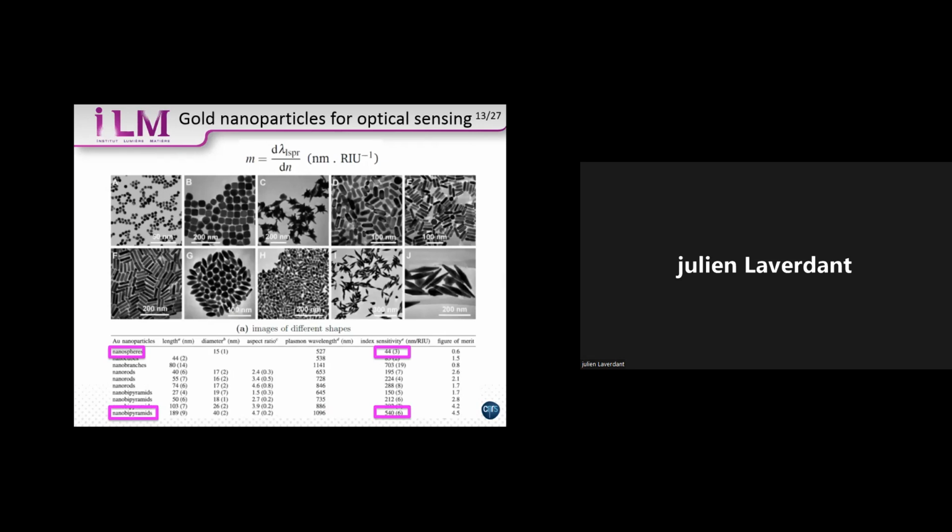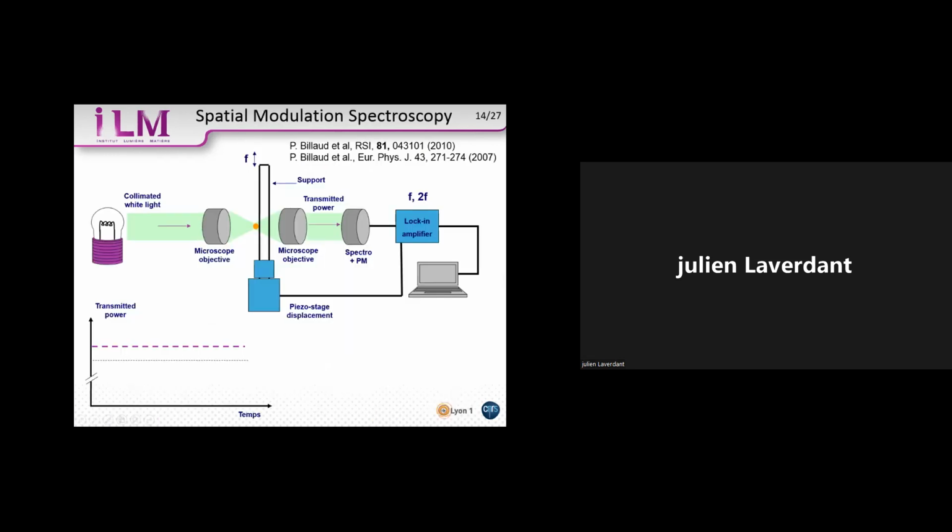You make a very average in statistics, no problem. This is work, no problem with it. But we are really interested in what is happening at the single nanoparticle. So, okay, I will show you what kind of experiments we are doing. This is an example. It's called spatial modulation spectroscopy, or SMS, just to explain what is working.